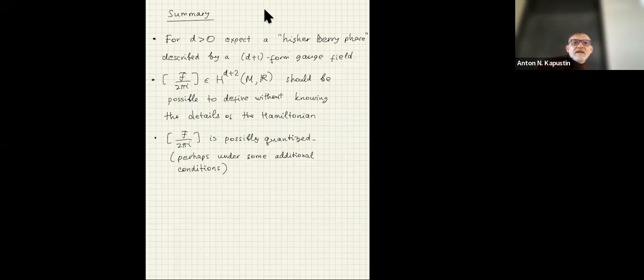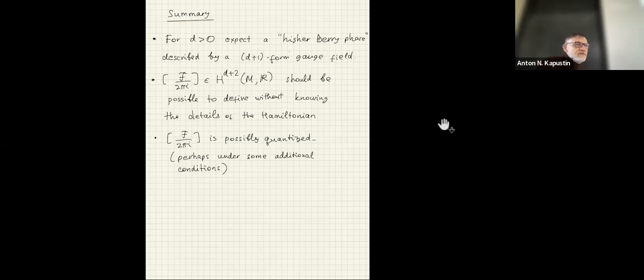Okay. Anyway, so this viewpoint tells you that in higher dimensions, actually we expect to get not a Berry connection, but more like a D plus one form gauge field, or this Beilinson-Deligne cycle. And that's a subtle thing, but in any case, we expect that you should be able to define this closed D plus two form rather than closed two form.